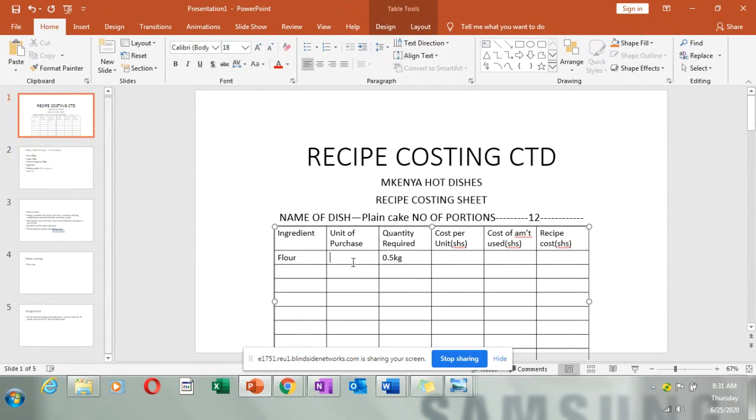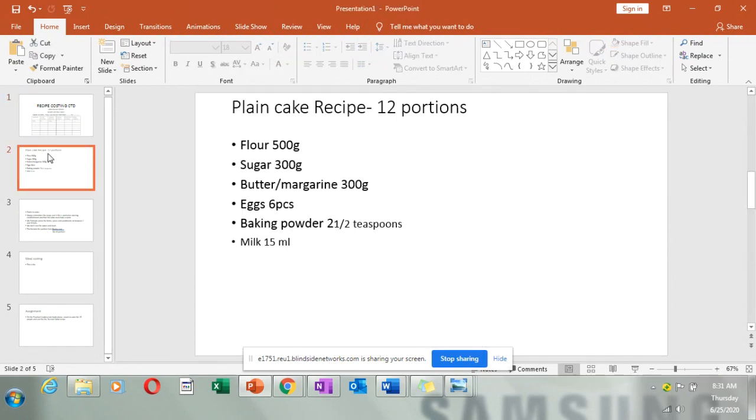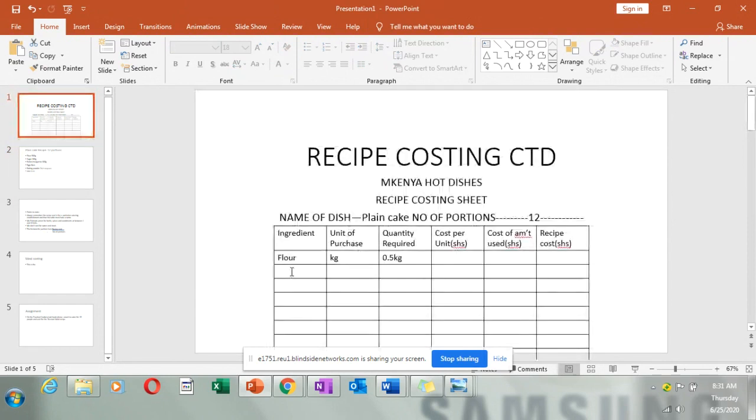The unit of purchase there is kilogram. Then we have sugar, 300 grams. Sugar in kilograms, 0.3 kilograms. Then we have margarine, or use margarine. It's also sold in kilograms. Then we buy 0.3 kg.